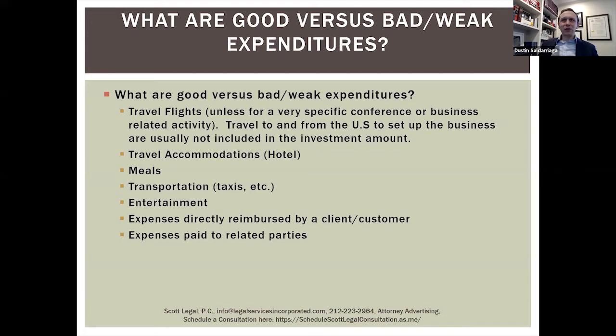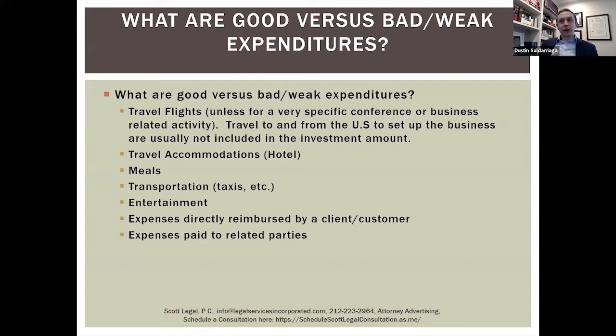And the reason being is, again, it's always helpful to think about how a consular officer will look at these expenses. What they're really wanting to see is that you've spent money in the business itself, not that you've spent money trying to figure out what business you want. They want to see money that's actually going into something that will generate revenue and will hire workers. So along the same lines, we would not include travel accommodations. We would not include meals that you're eating while you're visiting the US to scope out business opportunities.